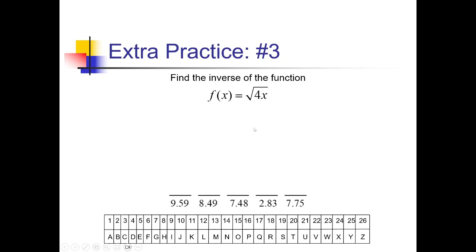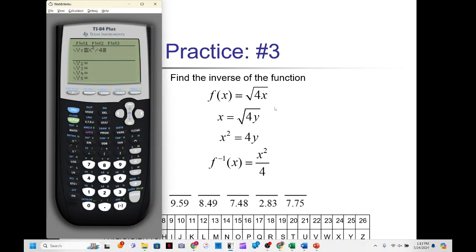For number 3, we're using the function radical 4x. Let me reverse x and y, so x equals radical 4 times y. And now solving for y, I can square both sides, so x squared equals 4y. And then divide by 4, so we have y equals x squared over 4. Let's put that in the calculator. So there's my y1, x squared divided by 4. Let's go to table now and plug these in.